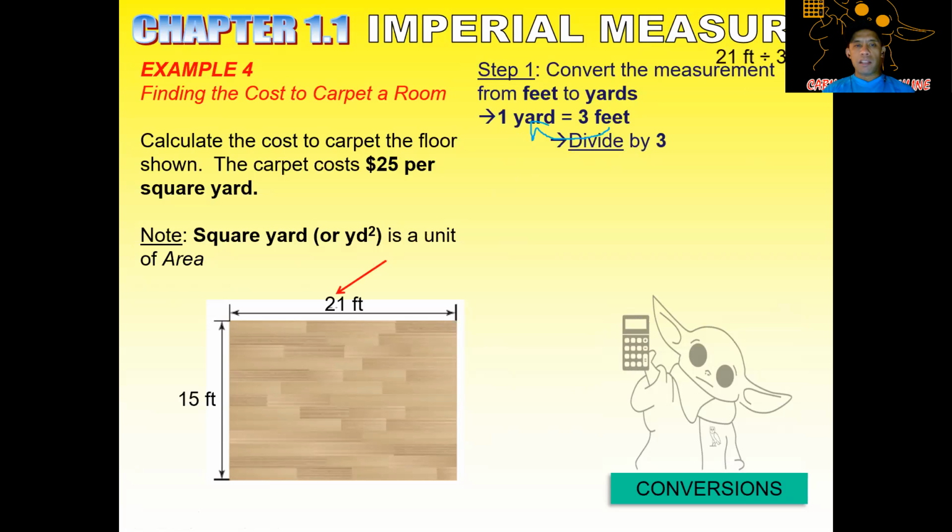So when we divide this 21 by 3, it now becomes 7 yards. And the 15, when we divide that by 3, becomes 5 yards. So these are our new units. So that's step number 1.